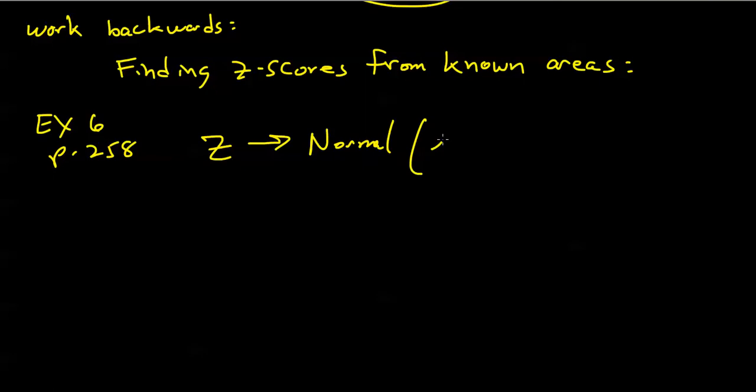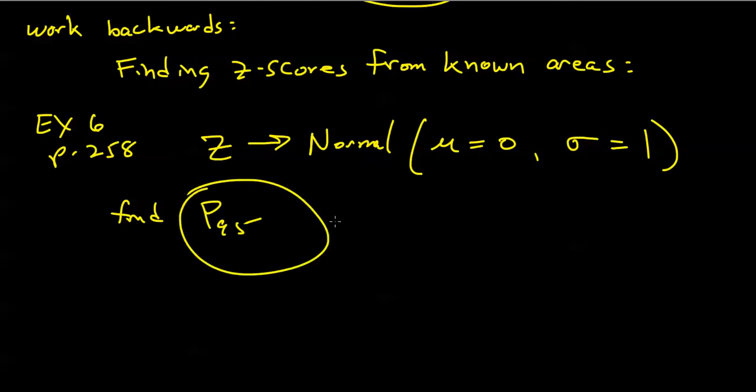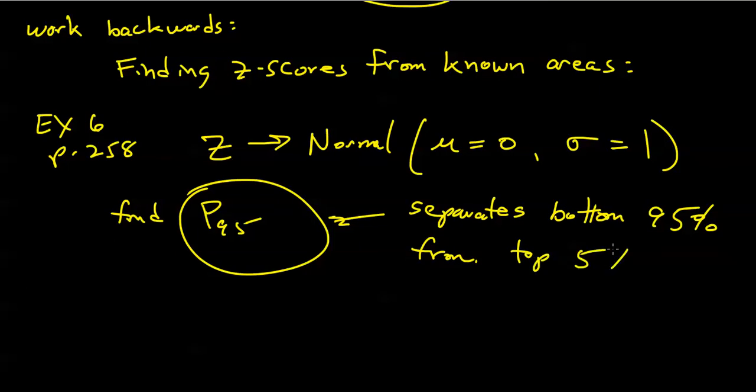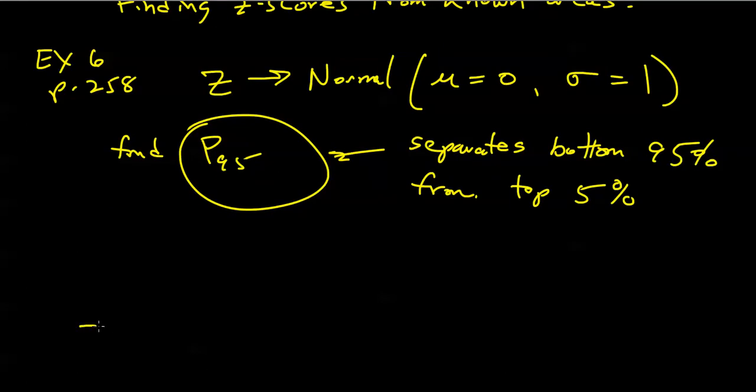So, let me show you what they're getting at here. Again, Z is a normal distribution with the mean of 0 and standard deviation of 1. That's by definition. They want us to find P sub 95. And the book clarifies this and says this is the temperature that separates the bottom 95% of thermometer readings from the top 5%. Let me write that down. Separates the bottom 95% of thermometer readings from the top 5%. That's what the 95th percentile does. Probably best to draw a diagram here. Z is a standard normal.